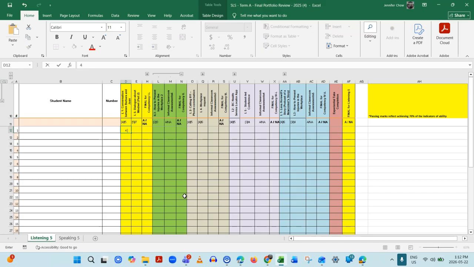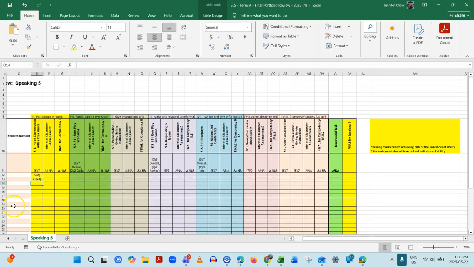So if students achieved 4 out of the 5 indicators, we can indicate they achieved. But if they only achieved 2 out of the 5 indicators, we can put not achieved. And again, we have to look at the number of competencies. 1, 2, 3, 4, 5. So there are 5 competencies. So students would need to achieve 4 out of the 5 competencies in order to be successful. I hope that helps.